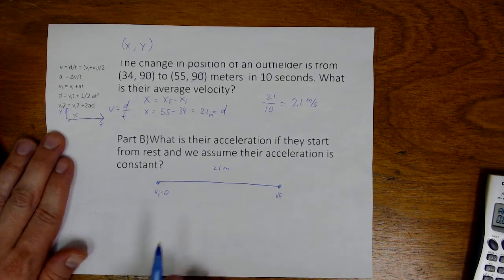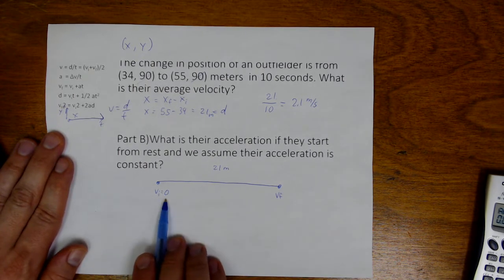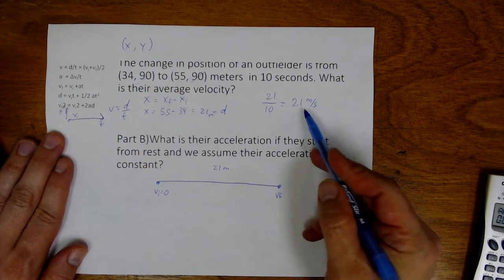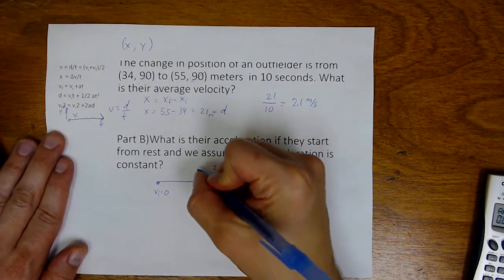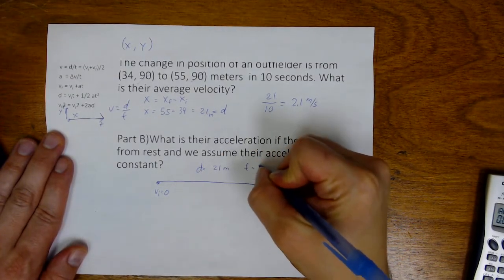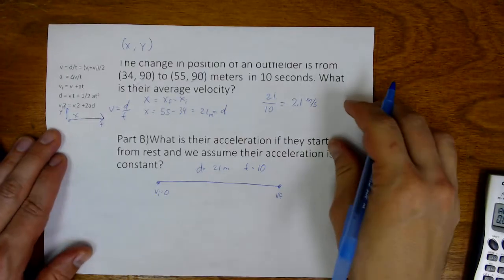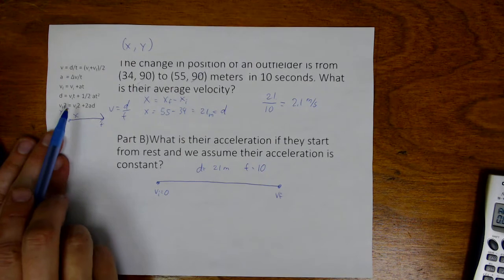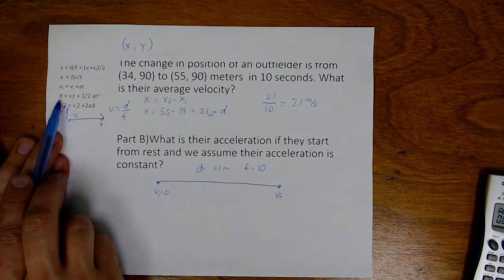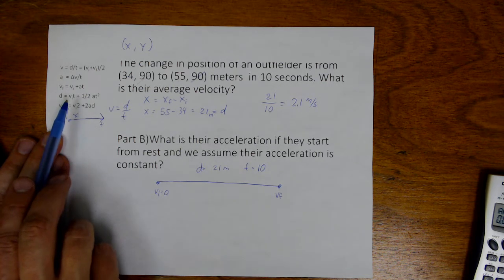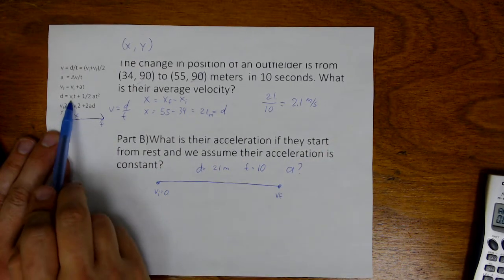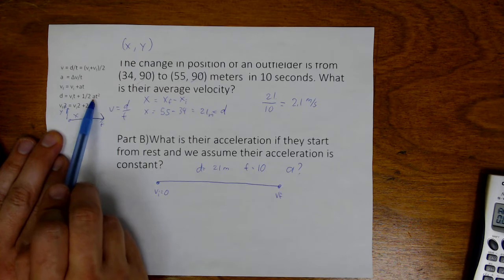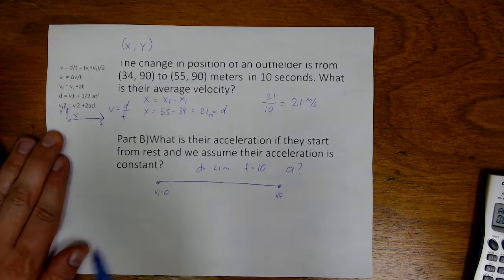Okay, so what do we know? We know v of i is 0. We don't know what v of f is, but we know what the average is, and those are not the same. We know that time is 10 seconds. And so let's see what we can find. Let's go back to our equations. We have a distance, and we wanted to know the acceleration. So distance, we know the initial velocity, we know the time. Okay, it looks like this equation is going to work really well for us.